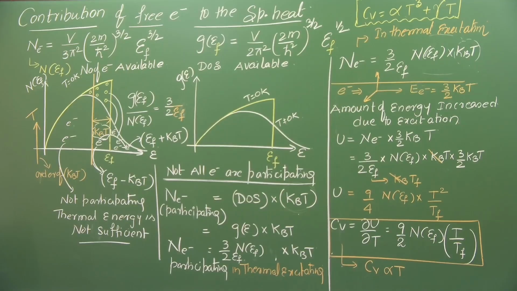The electrons which are deeply inside, the energy whatever you are giving is not sufficient for their excitation. That's why they are not participating. Only those electrons below the Fermi level within kBT energy are participating in the thermal excitation.